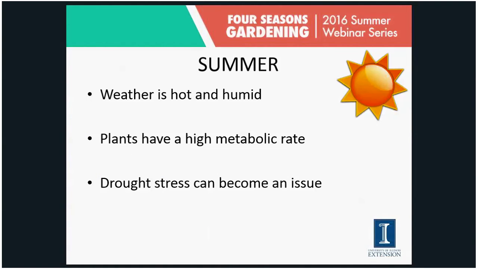So then moving into summer, weather is hot and humid like it has been for the last couple of weeks for us. The plants are going to have a high metabolic rate, so they are photosynthesizing like crazy, and they're either putting all of that energy into flowering or into fruiting or into setting seed or into diverting some of that down into the roots, but most of it's going to go into reproduction right now. And at this point, drought stress can become an issue.